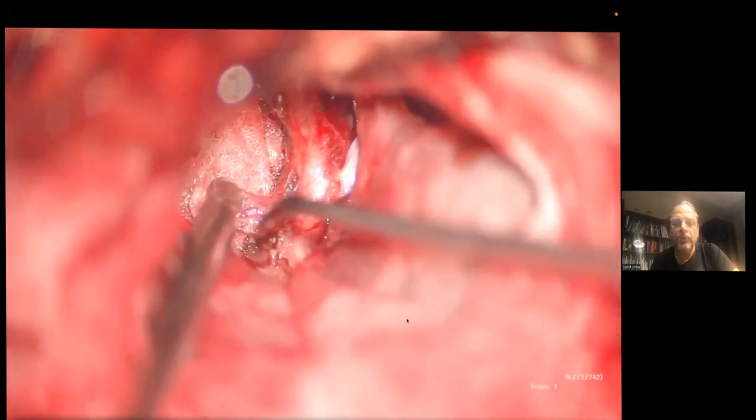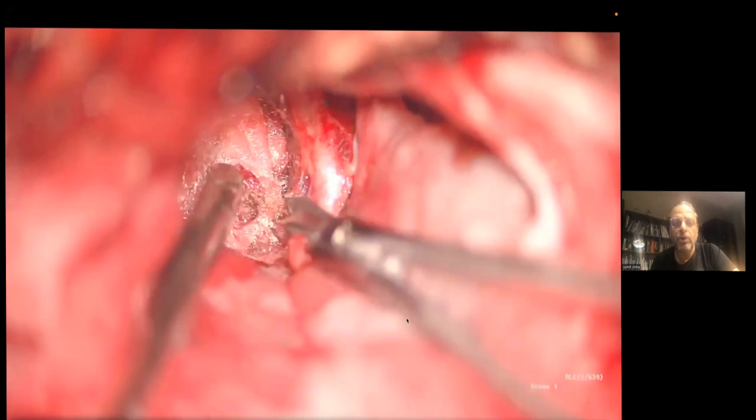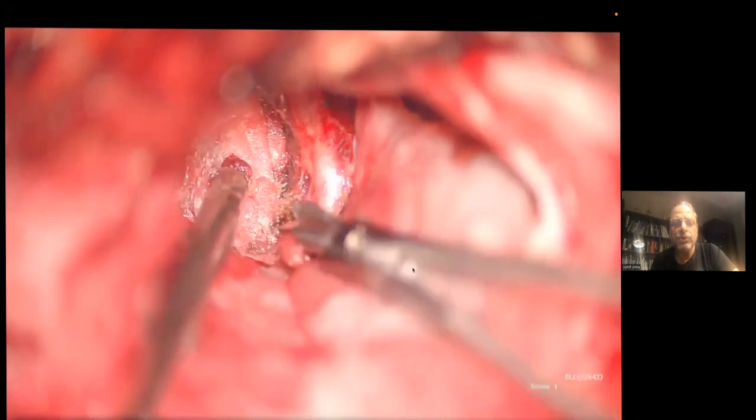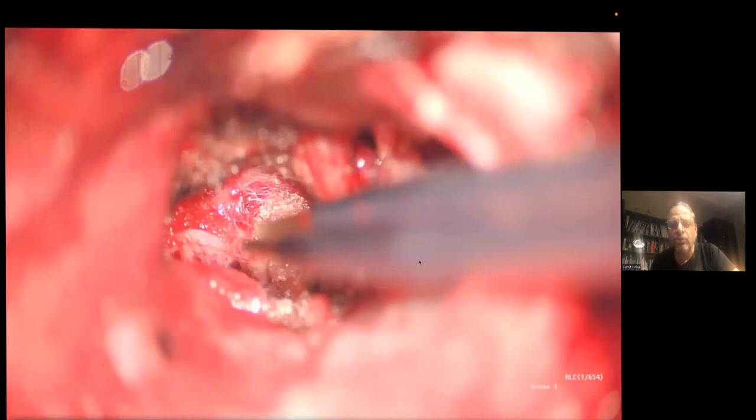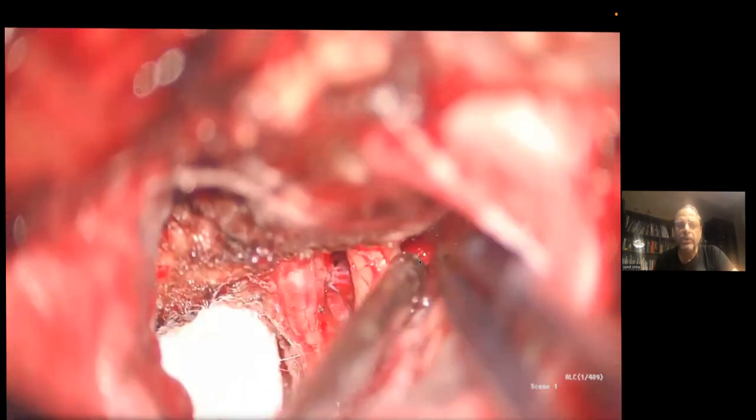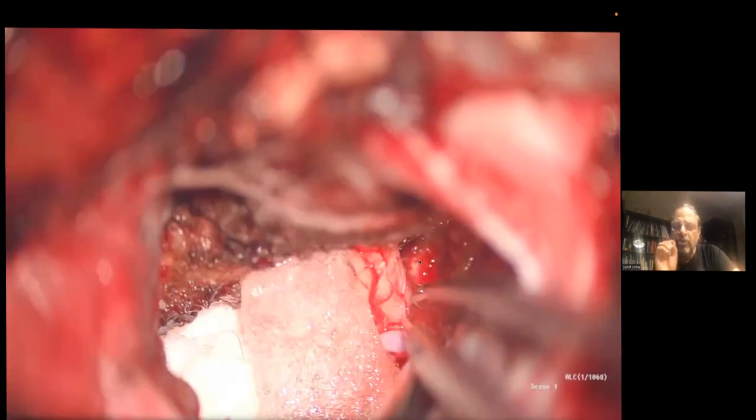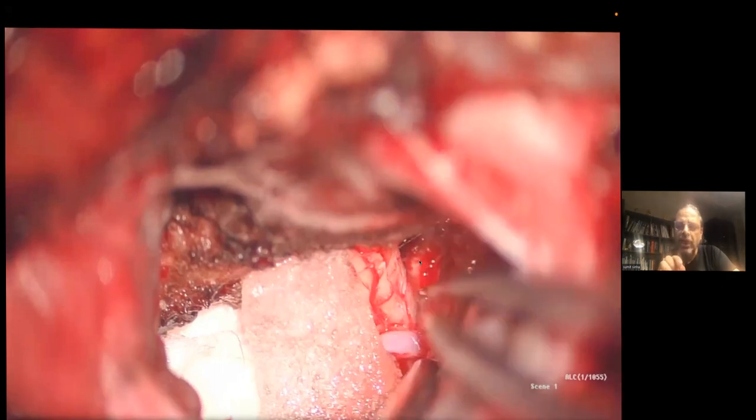So this is what you see. Most of the times there is not even the need for putting in a retractor system. There is ample space once you fashion a keyhole craniotomy and enter inside. I always advocate to wait for about some.